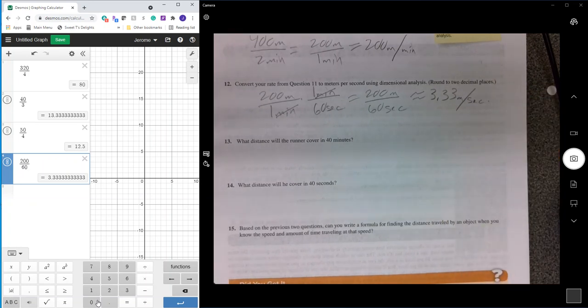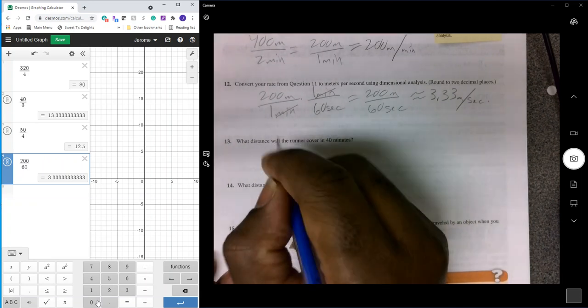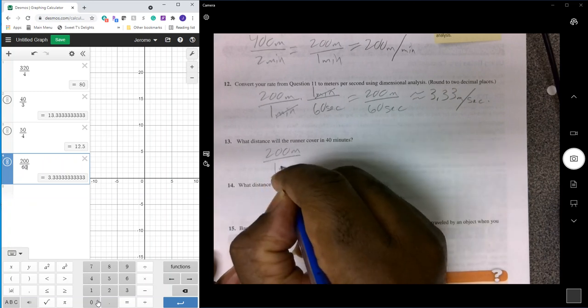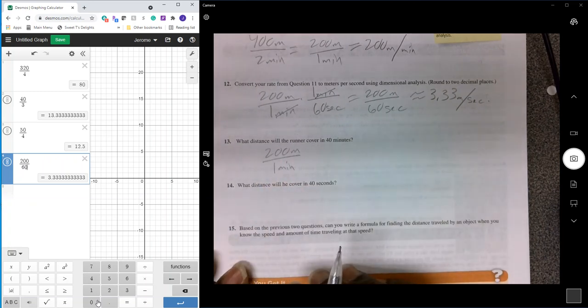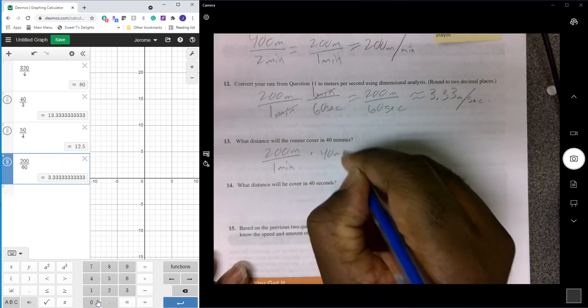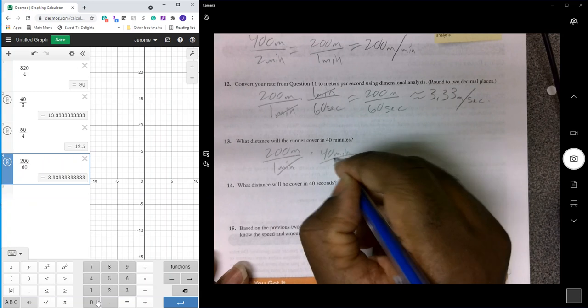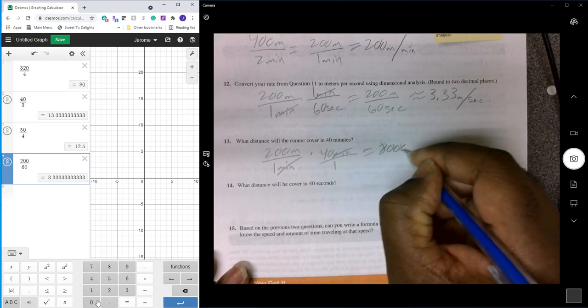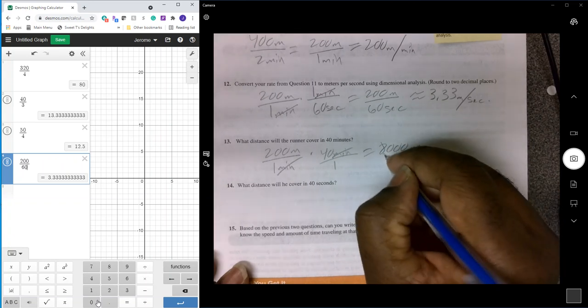Now 13, it says what distance will the runner cover in 40 minutes? So since we already know it's 200 meters per 1 minute, all we would have to do is multiply this by 40 minutes. The minutes will simplify out. 200 times 40 is 8,000. So it'd be 8,000 meters.